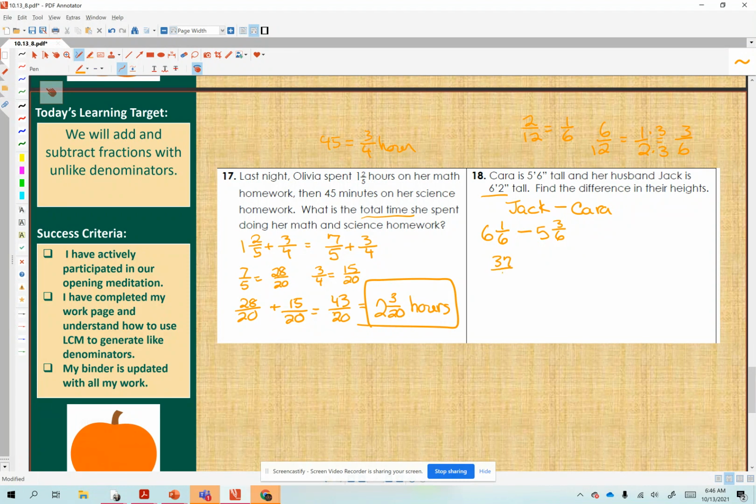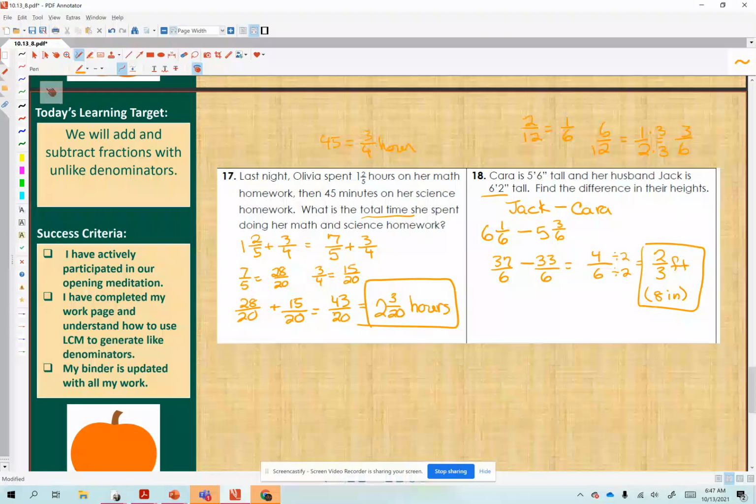We'll make improper fractions now. Kara, 5 times 6 is 30, plus 3 is 33/6. Now we can easily subtract. 37 minus 33 is 4/6. If we divide both the numerator and the denominator by 2, we see that equals 2/3. And that's 2/3 of a foot, which is also 8 inches because there are 12 inches to a foot. That's how much taller Jack is than Kara.